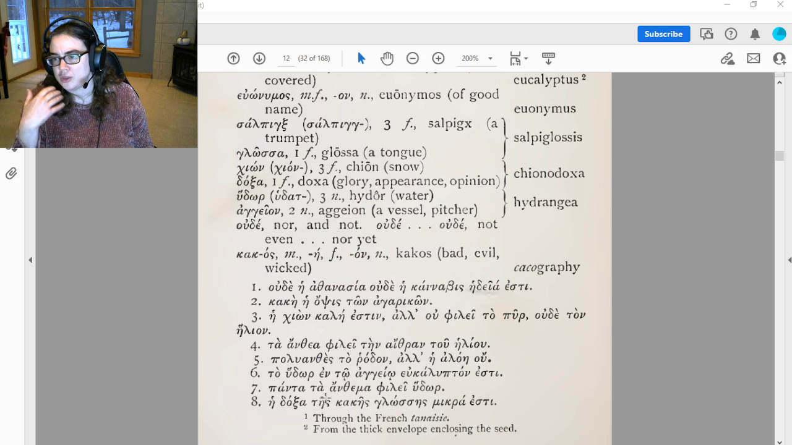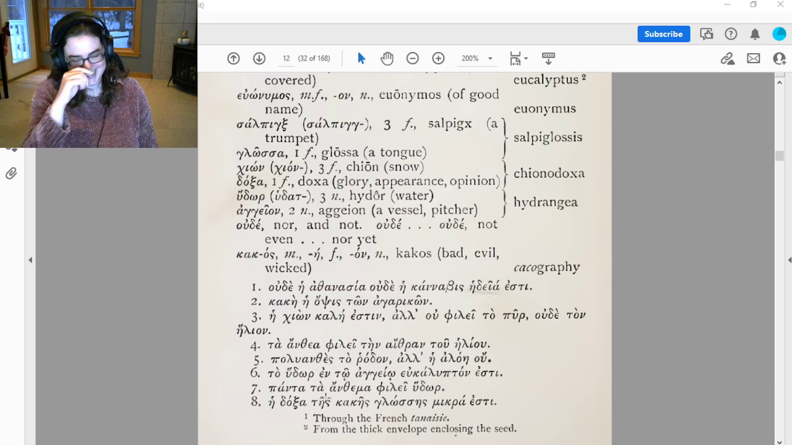Like someone with a wicked tongue has a small reputation. Maybe we should use, I don't remember what I use with doxa now, but let's use maybe reputation. Yes, I think that makes sense. It's a little enigmatic, but okay. Especially using mikra, small, for the reputation. It's a little out there, but okay, it's fine.